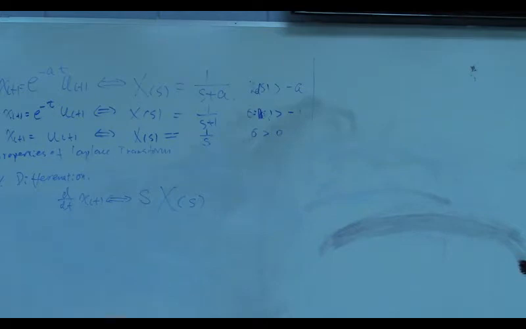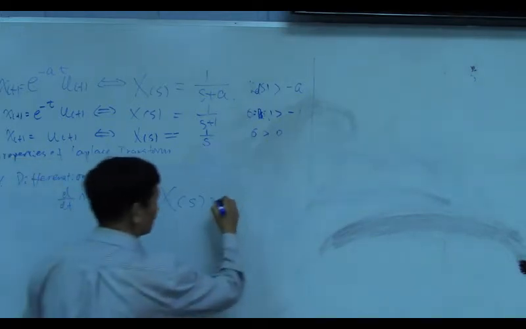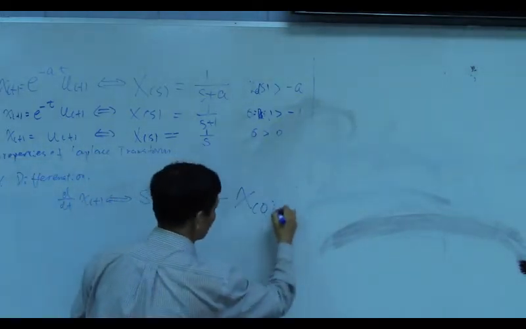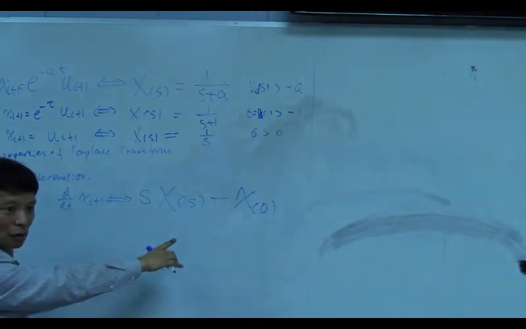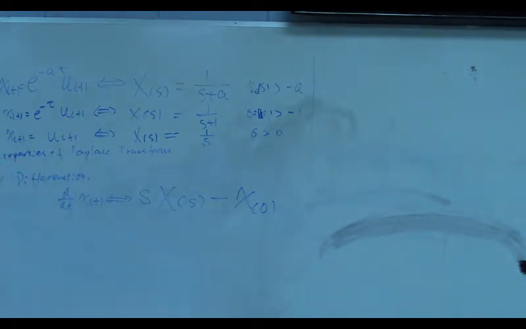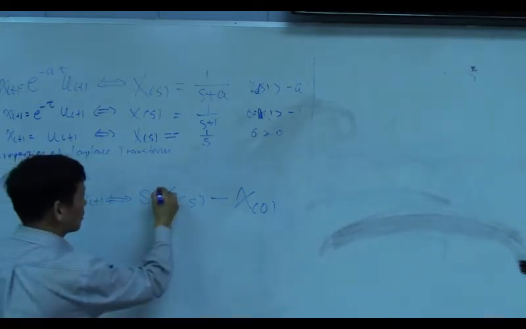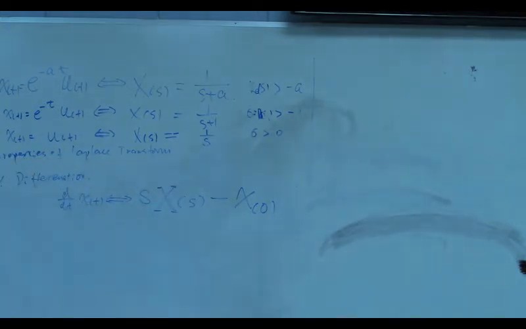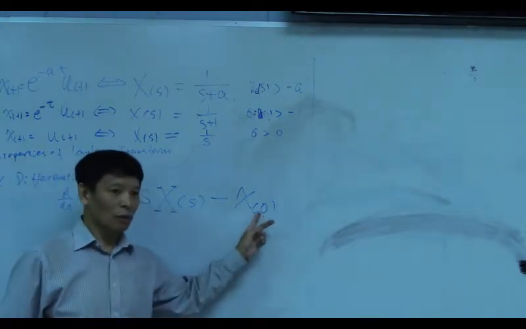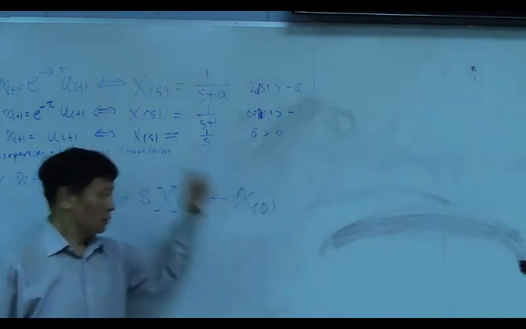But sometimes we have initial conditions. That means this signal does not start from zero, we have some initial conditions. So in that case, we are going to have x(0-). This is a small x, and this one is a big X. That is the initial value when t equals 0 in the time domain.